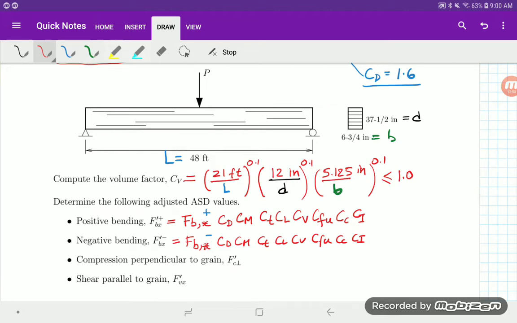So we'll plug in the numbers and see what we get. L is 48 feet. I think I'll just have to rewrite it right here. So L, I'm going to switch that number to 48 feet here.